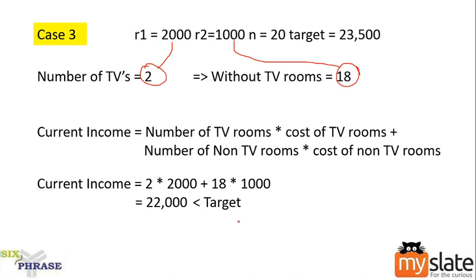So what do you understand from this? If you have two rooms with the TV, it is not sufficient. So now you will get the flow here. What should I do next? If I have two TVs, it is not sufficient. So what can we do here? Instead of two TVs, we can try buying three TVs, right?